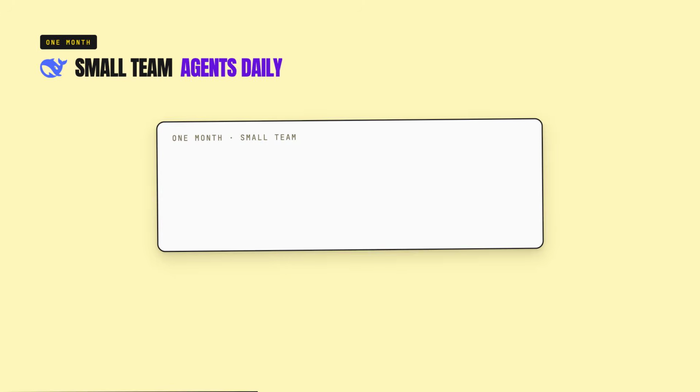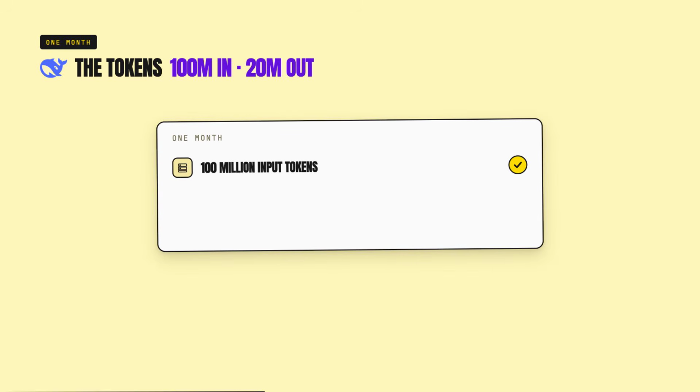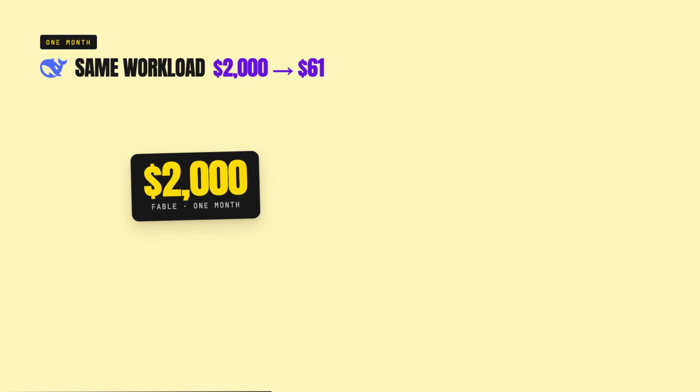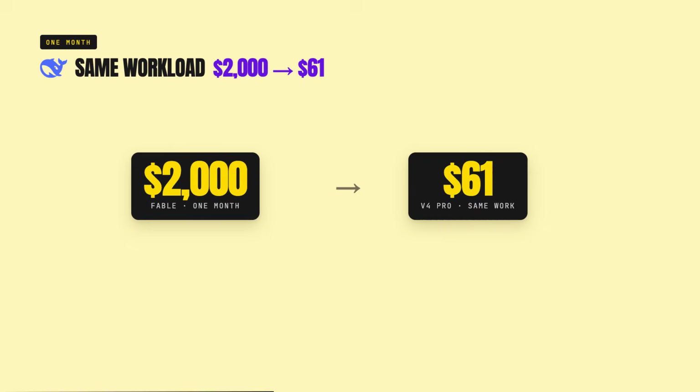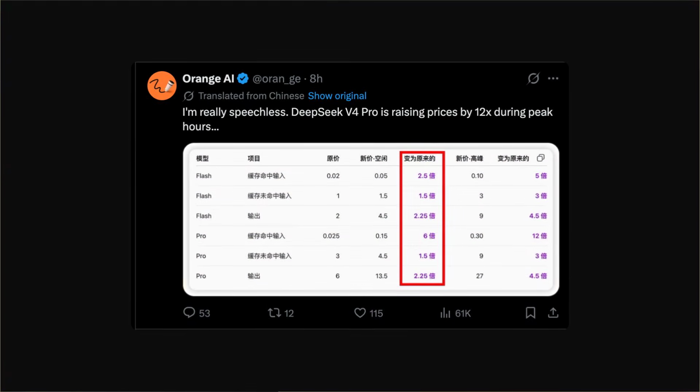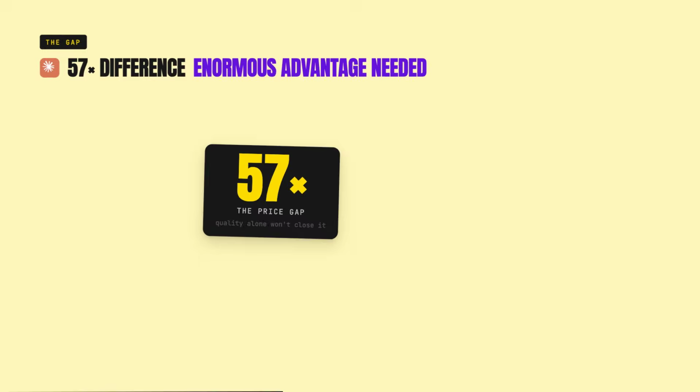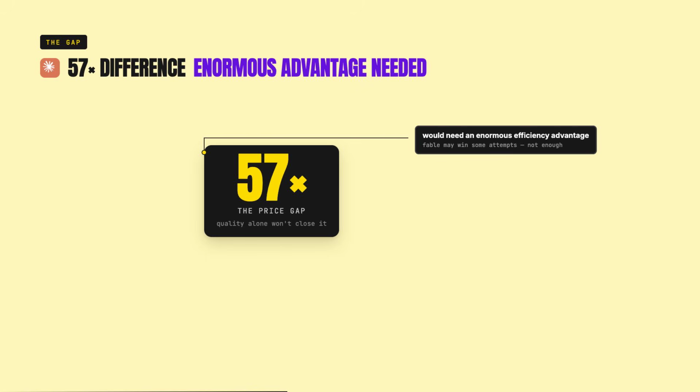Here is what that means in a real workload. Imagine a small team running coding agents for 1 month. Together, those agents use 100 million input tokens and produce 20 million output tokens. With Fable 5, that workload costs about $2,000. With V4 Pro, it costs about $61. Caching, batch discounts, and the number of retries can change the final bill. Fable may also finish some difficult tasks in fewer attempts, but it would need an enormous efficiency advantage to erase a price gap this large.